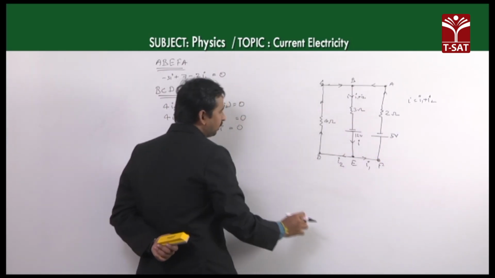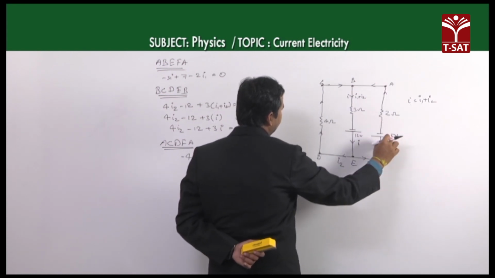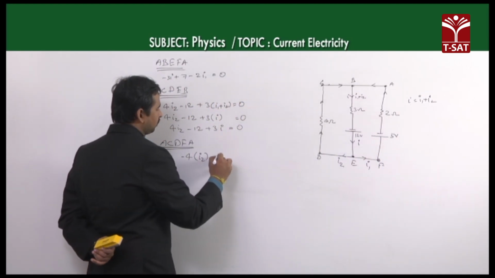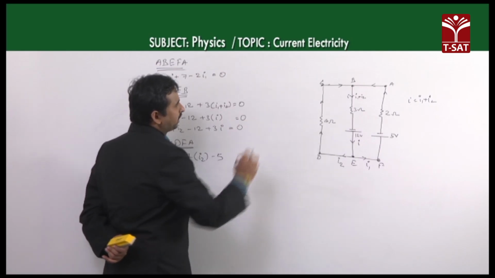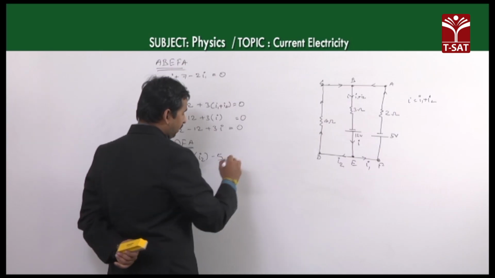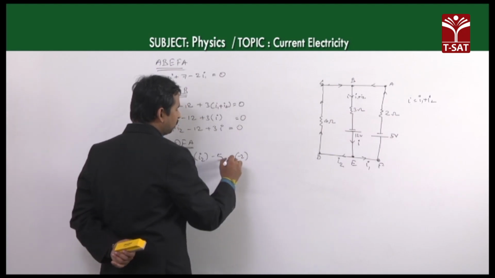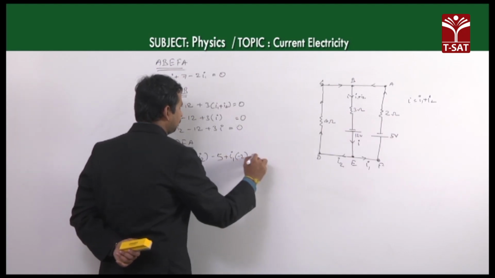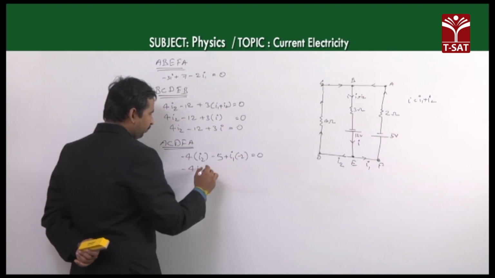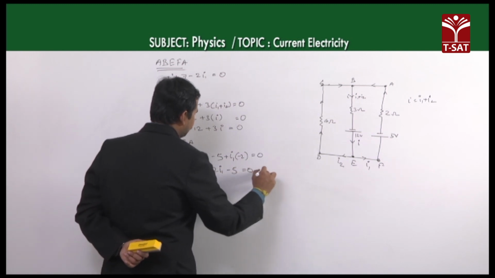Between D to F, no components are present, but going from F to A, again we have 5 volts, which is taken from high potential to low potential, plus to minus, so minus 5 we have. And going in the direction of current, the resistance becomes minus, and the current passing through that is I1. So finally we got minus 4 I2 minus 2 I1 minus 5 is equal to 0.